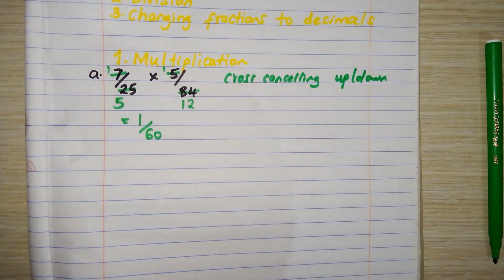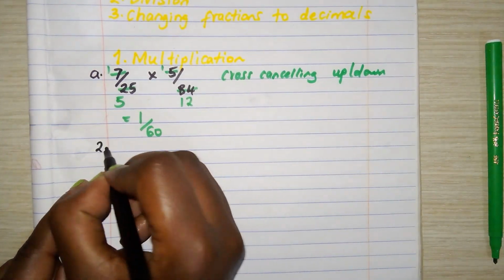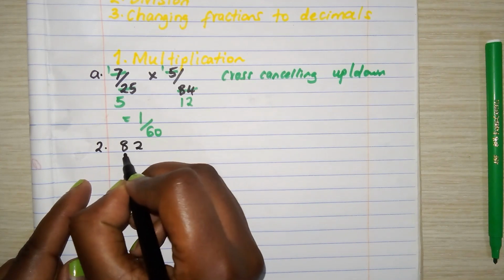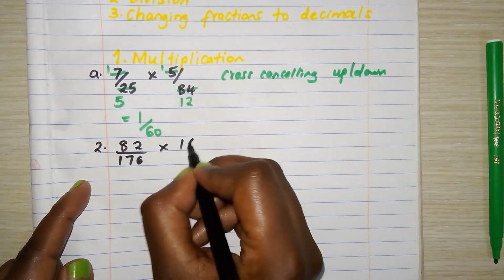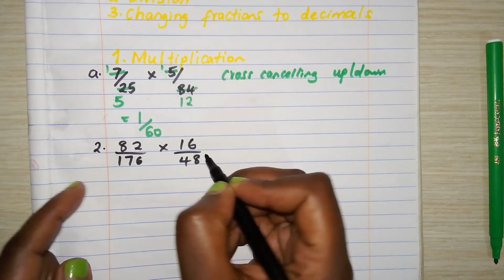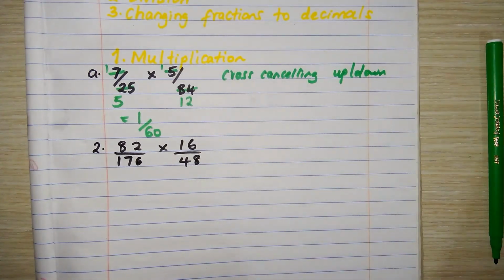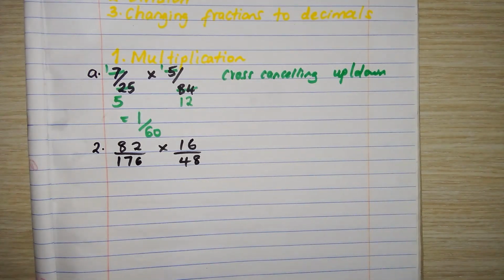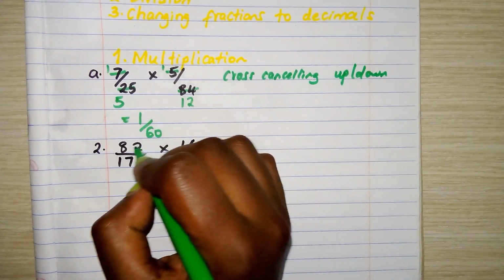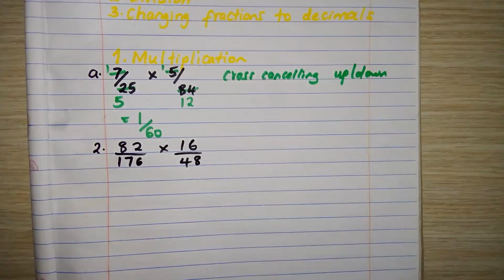Okay, let's go to number 2. 82 over 176 times 16 over 48. So remember the rule with cross cancelling, you do up and down, numerator and denominator. So you can't cancel this and that. It has to be up and down.